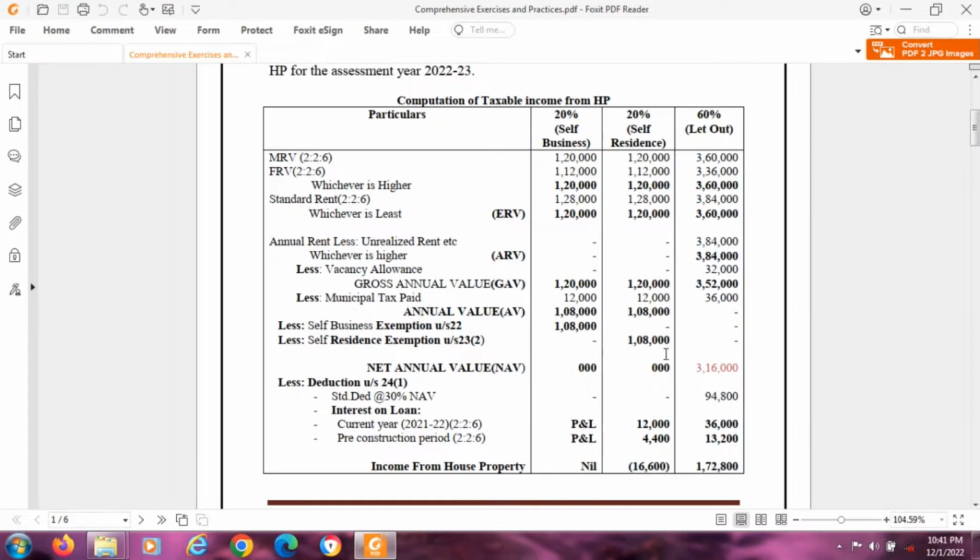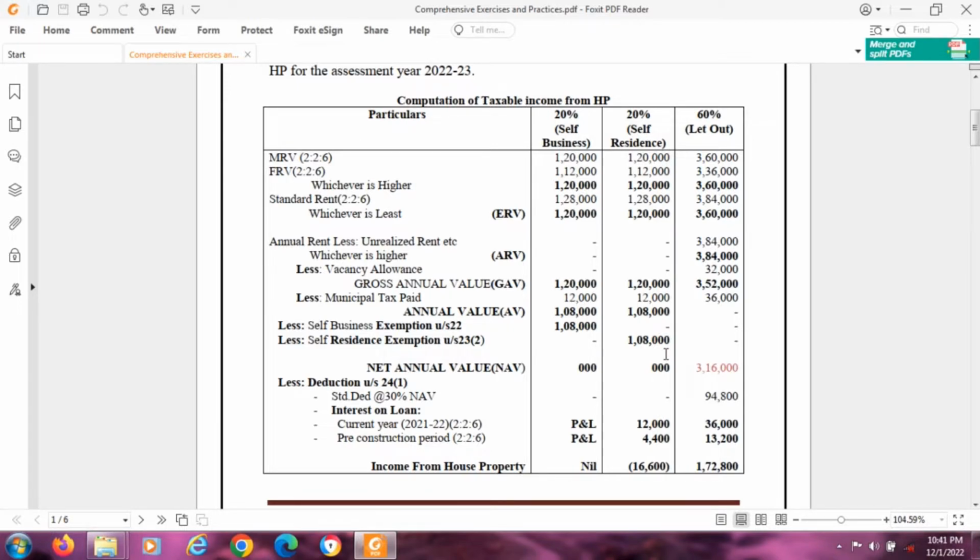Less vacancy allowance for 1 month, so 32,000. Balance gross annual value: first portion 1,20,000, second portion 1,20,000, third portion 3,52,000. Here we can deduct municipal tax, totally 60,000, in the ratio 2:2:6 or 1:1:3. So 12,000, 12,000, 36,000. So the balance annual value for the self-business portion and the self-residence portion. We cannot show the annual value for the let-out portion as some other amount. Please remember this one. Do not show annual value for the let-out portion.